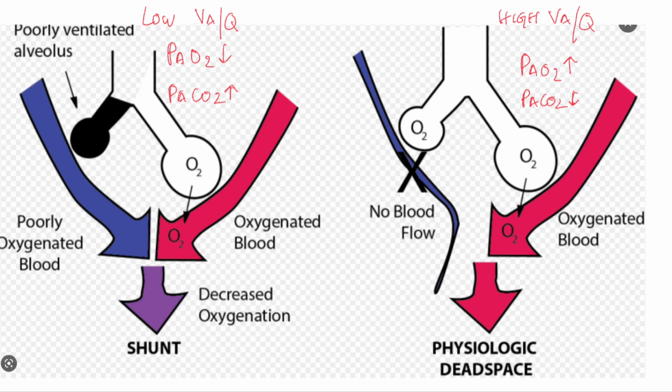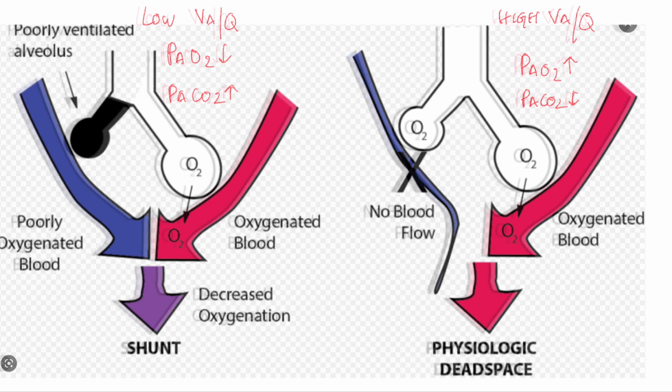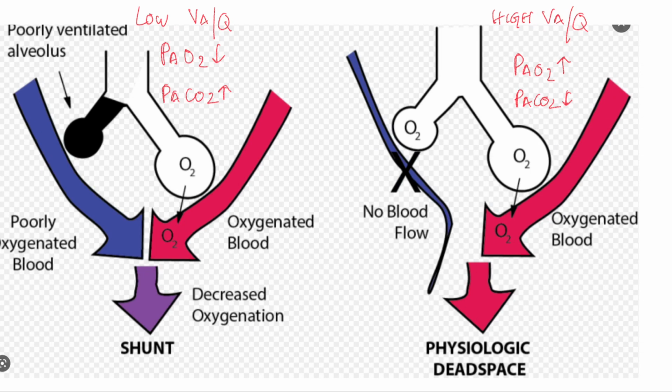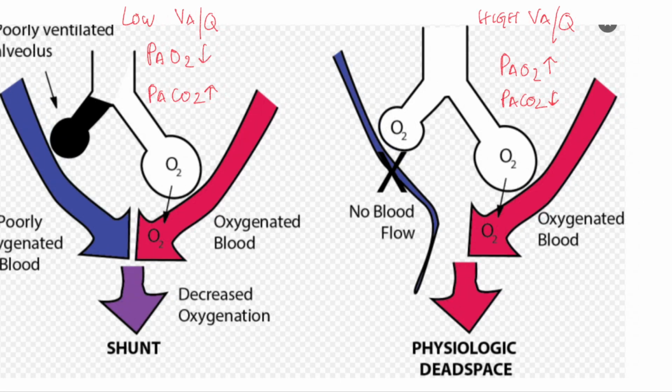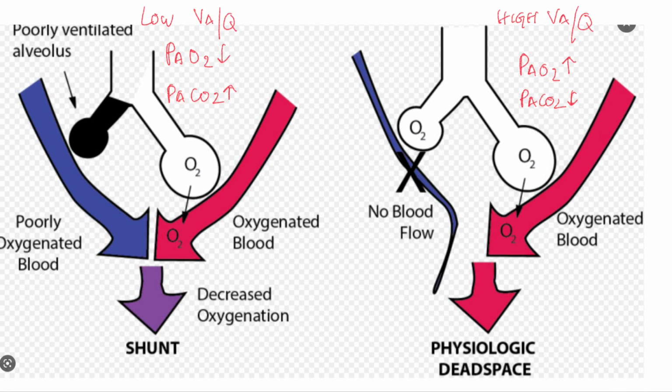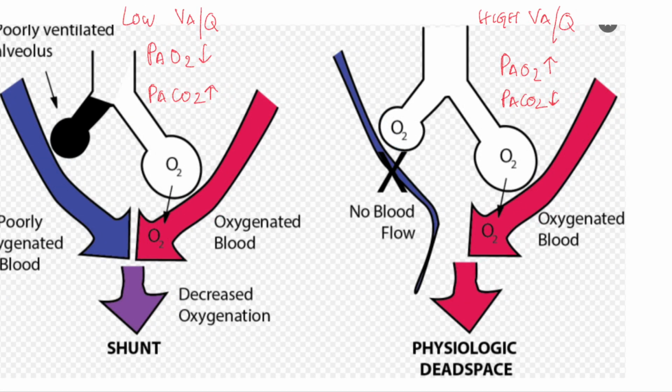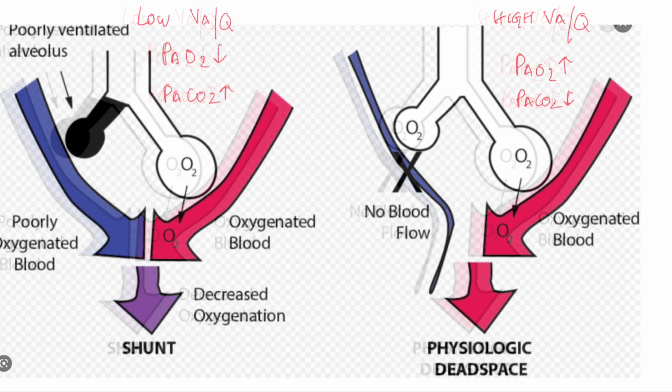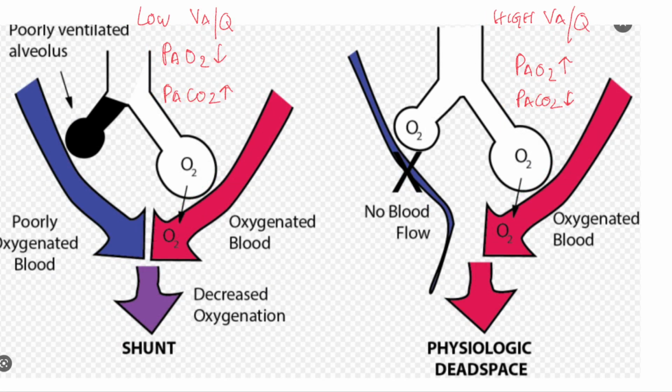What you see here first is a partially obstructed alveolus, especially seen in RDS. So there will be a poorly ventilated alveolus, which represents a low VQ ratio. V is for ventilation and Q is for perfusion. Because of the partially blocked airway, it causes an underventilated lung, which means the PaO2 will decrease and the CO2 will rise.